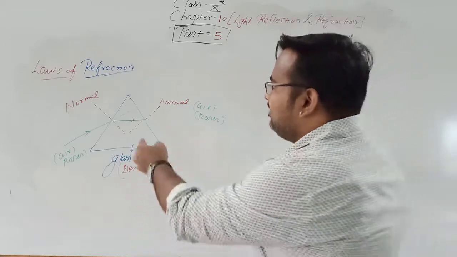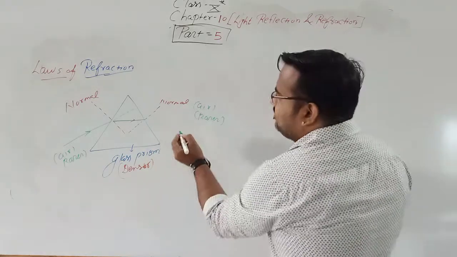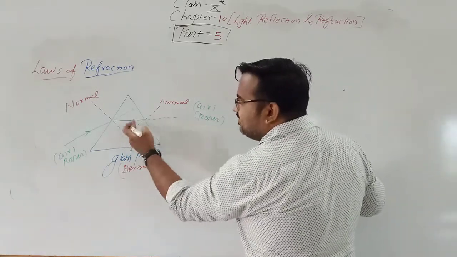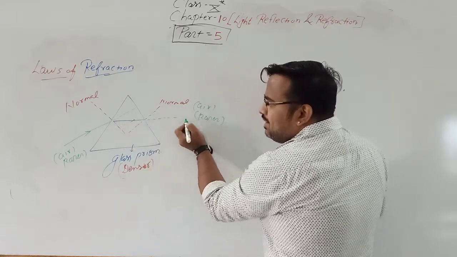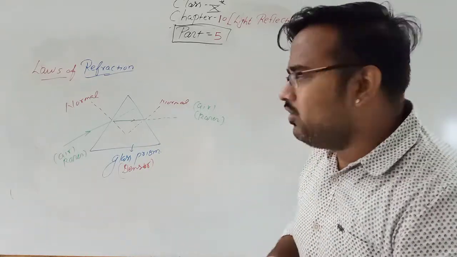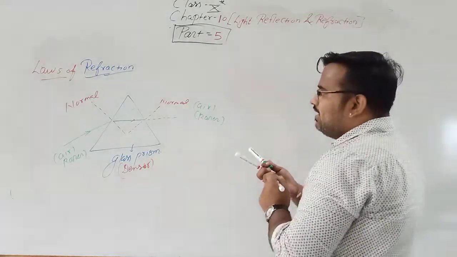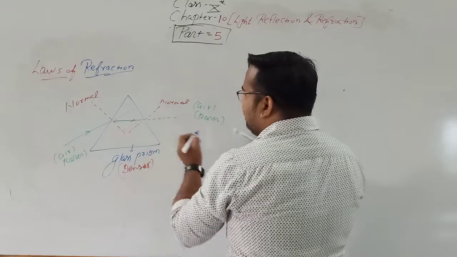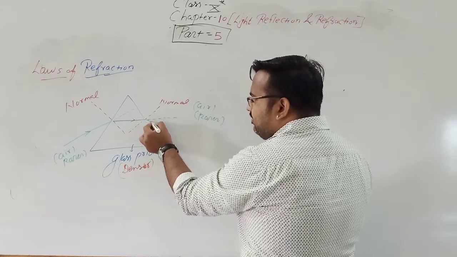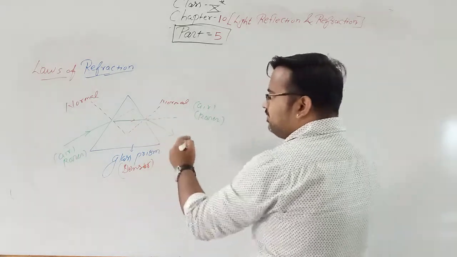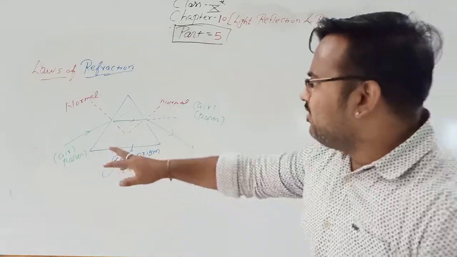So the second law says that if the emerging ray travels from denser to rarer medium, it bends away from the normal. See, this is towards the normal and this will be away from the normal. This is the original path which should be followed. But according to our second law, denser to rarer, away from the normal. So the light ray will travel away from the normal. Clear?